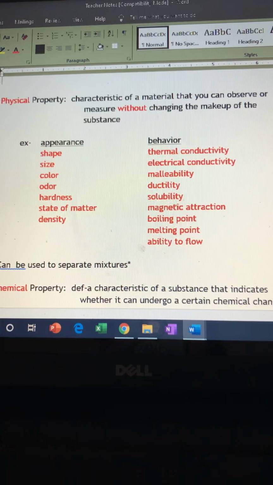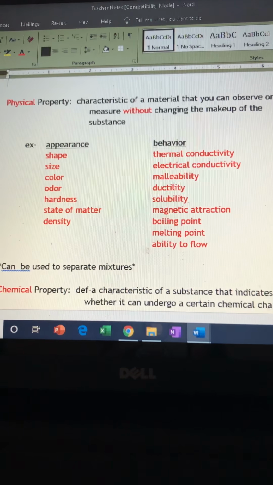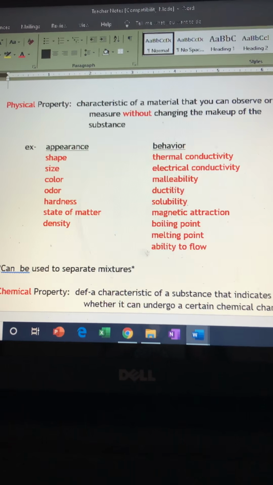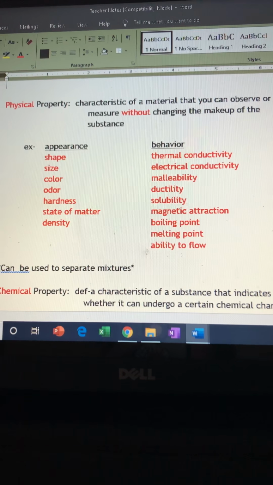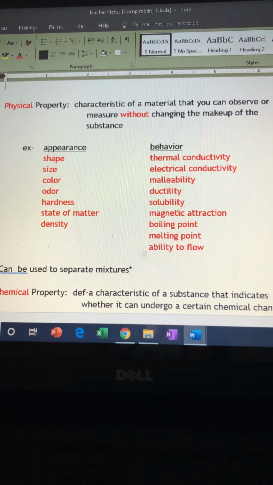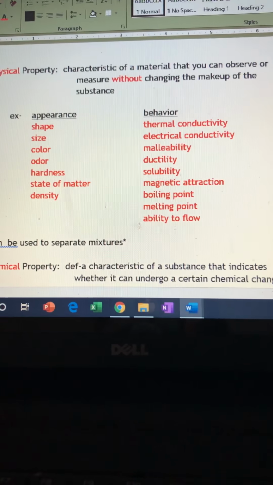Solubility we talked about when we talked about homogeneous mixtures or solutions. That's the ability to dissolve in something else. If you have sugar water, for example, you still have sugar and water. Okay, that's a physical property. You can get your sugar back, you can get your water back. The substances did not change their identity.